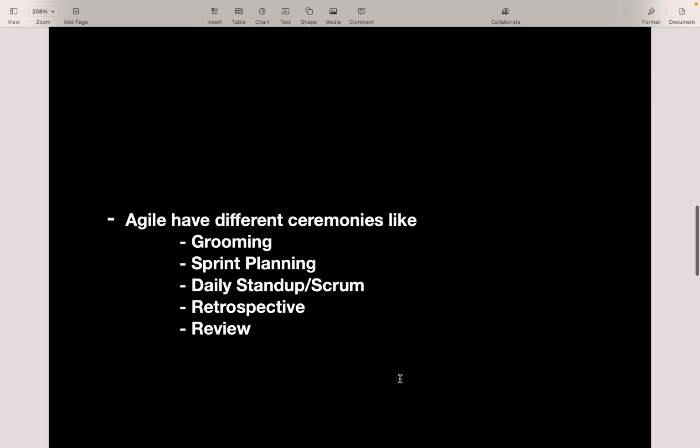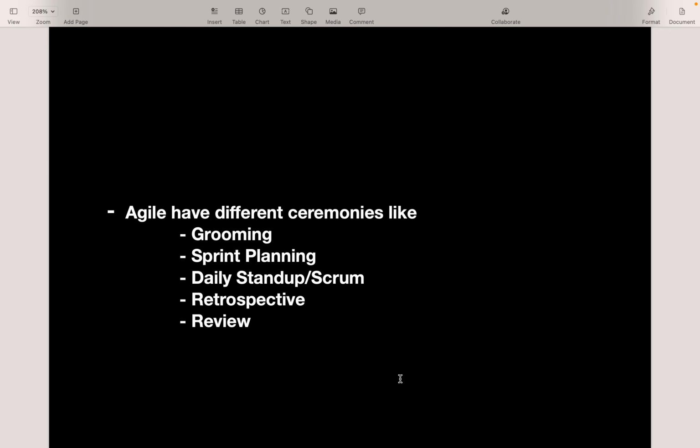Next is the Agile ceremonies: grooming meeting, sprint planning meeting, daily stand up, also called the scrum meeting. Next is a retrospective meeting and review meeting.